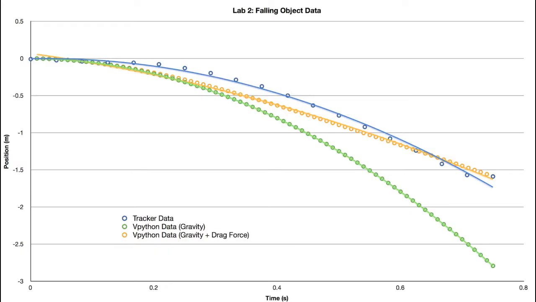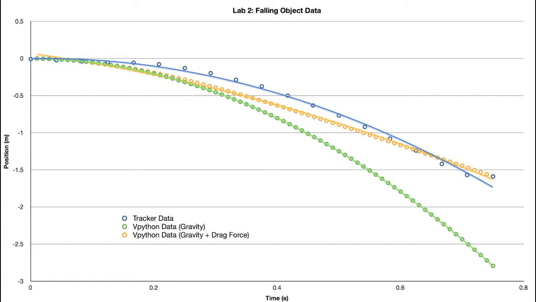Here is a graph comparing position to time for the Tracker data, the VPython data accounting for gravity, and the VPython data accounting for gravity and drag force. Here you can see how much the gravity alone overpredicts, while the other two are more closely related.